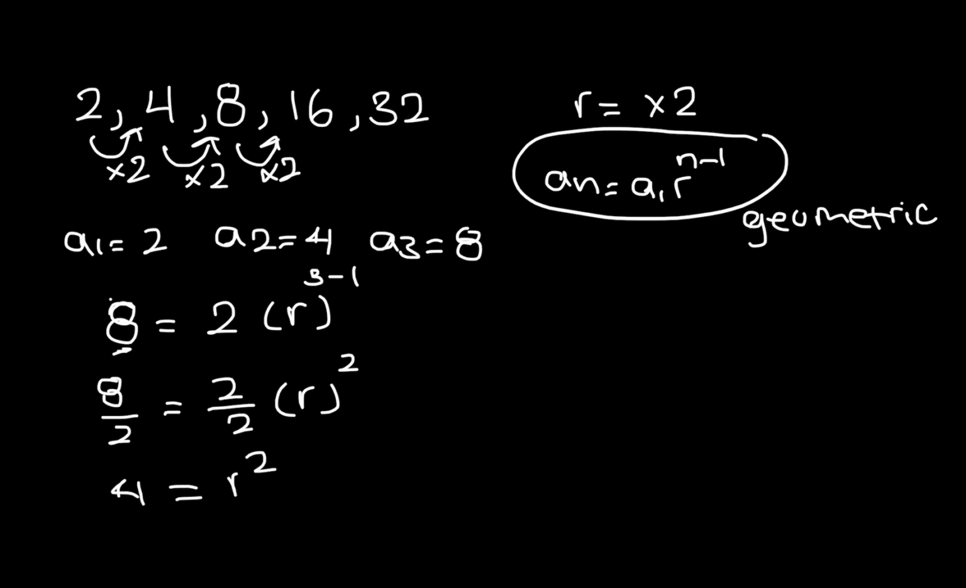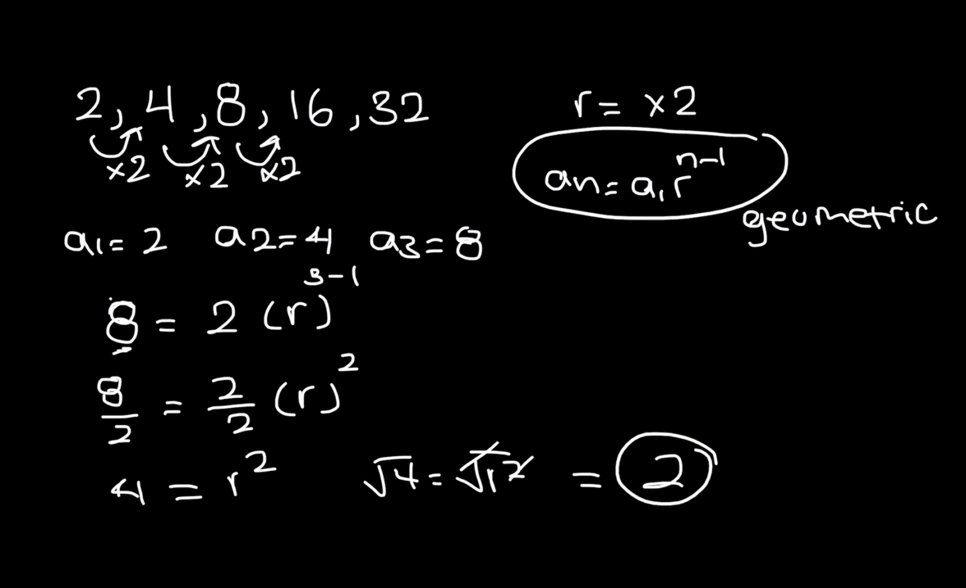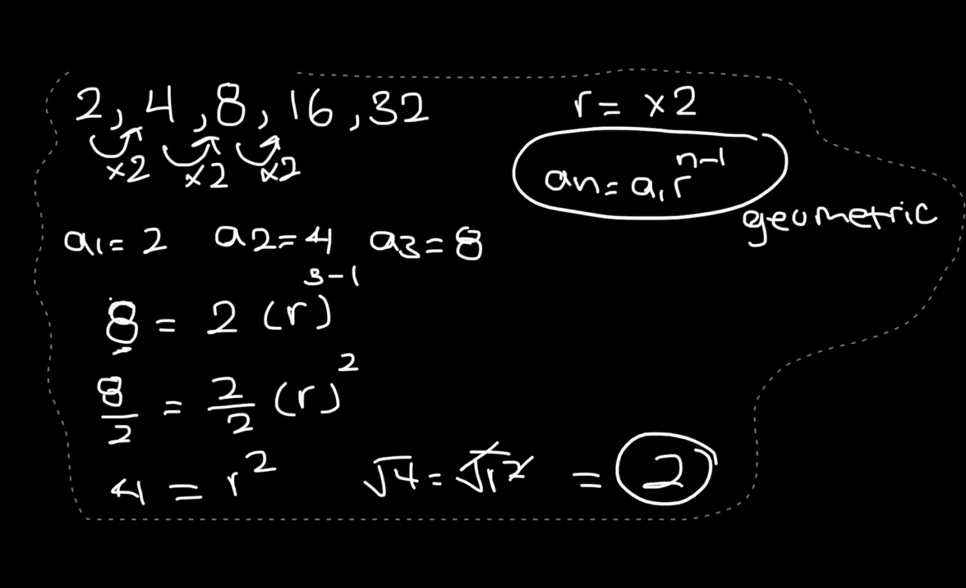Now taking the square root of both sides, the square root of 4 equals the square root of r squared, so those cancel each other. The square root of 4 is therefore 2. This is the common ratio. Therefore, we have confirmed that this sequence is indeed a geometric one. Let's try more practice questions.